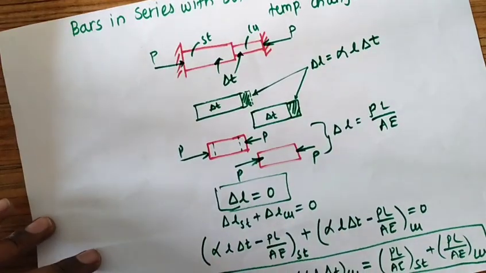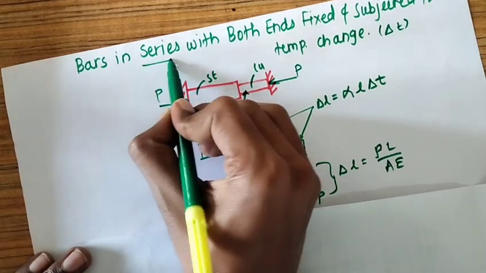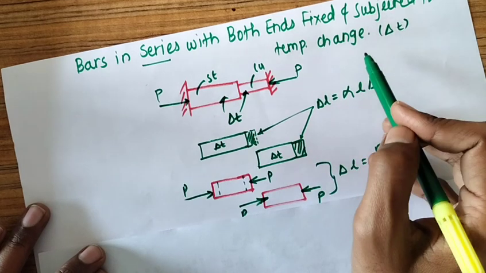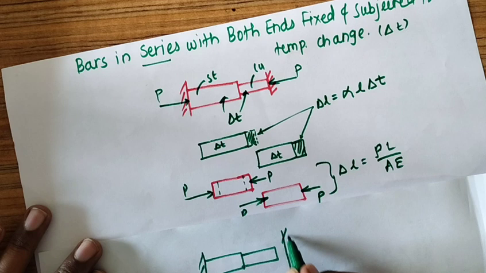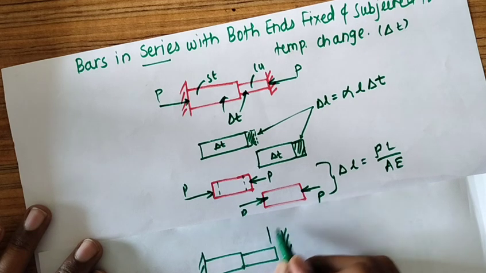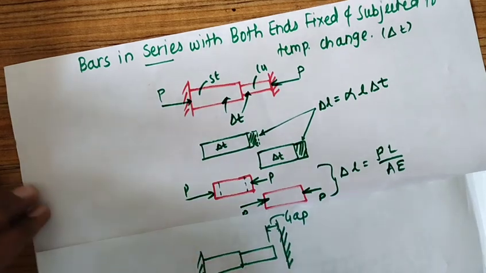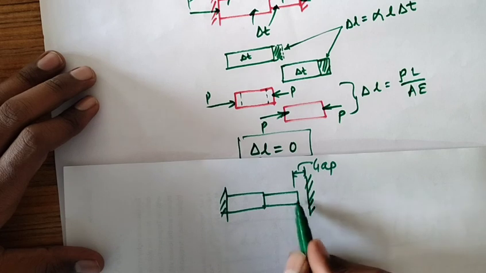One small topic we need to discuss in addition to this concept. Here we consider that bars are in series and both ends are fixed, subject to temperature change delta T. In addition to this, it may be possible that bars are in series and there is some gap given. So yielding of support is given. So this gap is given. Then how to solve this kind of numericals? Again, both ends are fixed, but there is some gap.